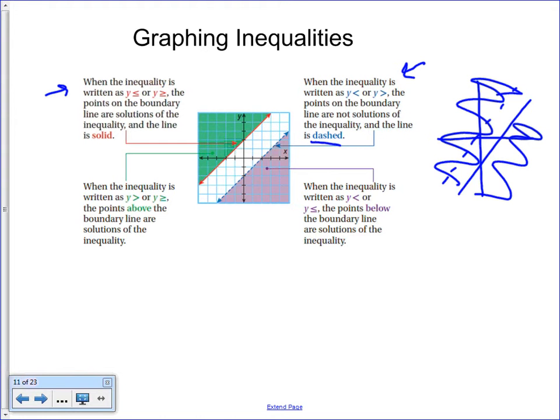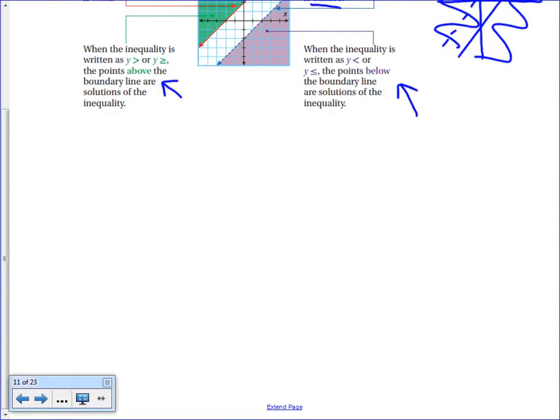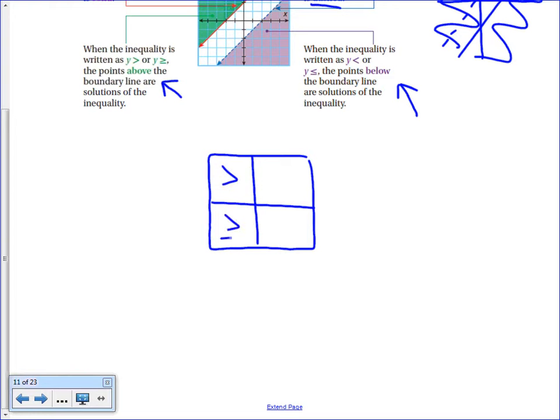When the inequality is written as greater than or greater than or equal to, you shade above. And when it's less than or less than or equal to, you shade below. So this says a lot of information, but what I'm going to do is make a table that will simplify it down quite a bit. So we'll make a little 2 by 2 box, and I'm going to put in the symbols. So I have greater than, greater than or equal to, less than, and less than or equal to. So if it doesn't have the line underneath, that is a dashed line.